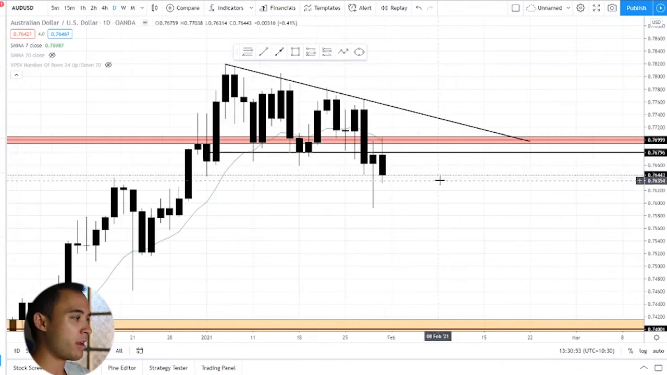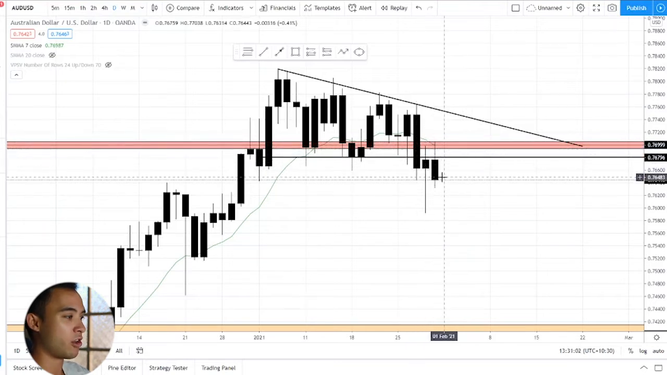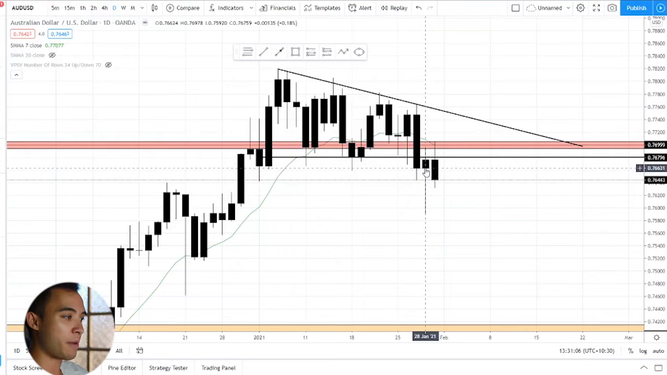Price broke below there, crossing the moving average. Then over the next 2 days, we saw rejections at the 0.77 and the moving average, and price is closing even lower. We can see here on the 28th, there was a big push to the downside, but the bulls came in and pushed it back up.